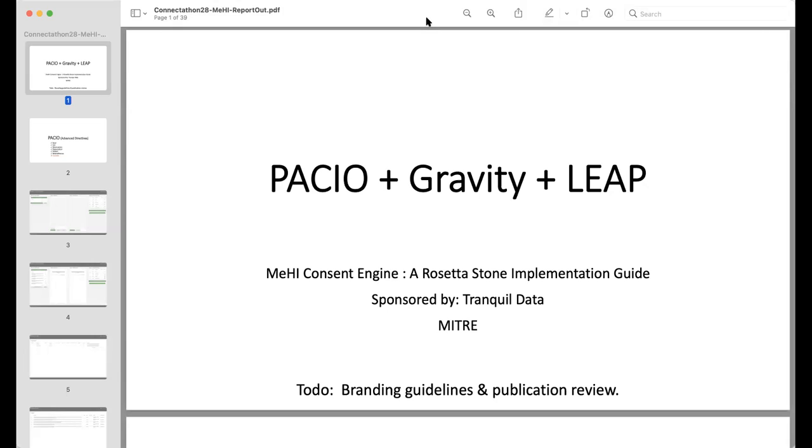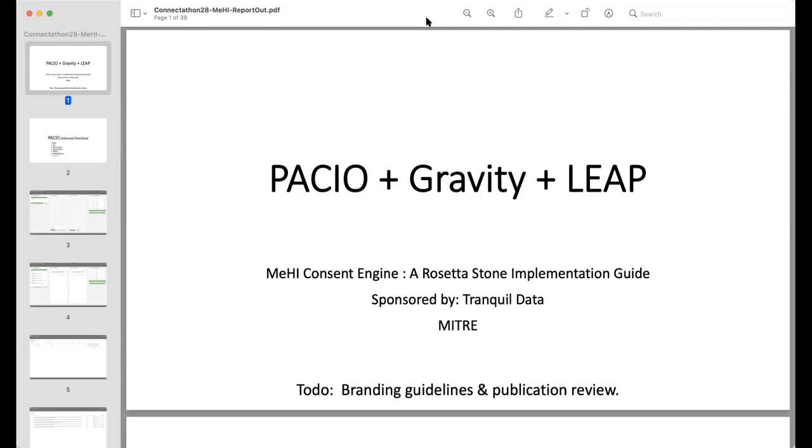So yeah, this is Abigail Watson of the open source JavaScript community, co-chair of the HL7 patient empowerment work group, and now at MITRE. One of the projects that I was asked to pick up on was sponsored by Tranquil Data, who has also been in the sessions, and I was asked to look at consent implementations.